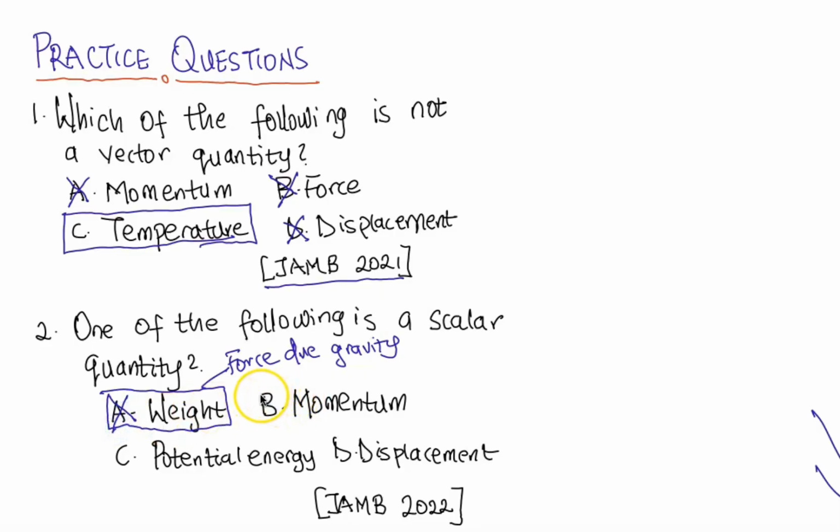Momentum is a vector quantity, so it is not a scalar quantity. Then displacement is a vector quantity, so it is not a scalar quantity. So our answer to this question is potential energy. If you remember, energy is a scalar quantity, so potential energy is just a type of energy. So automatically, the answer to this question is option C. So A, weight, is out of the options. B, momentum, is out, and D, displacement, is out. So our answer to this question is potential energy.